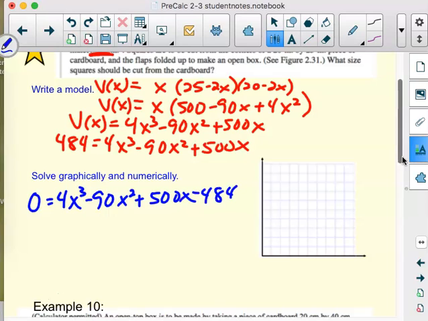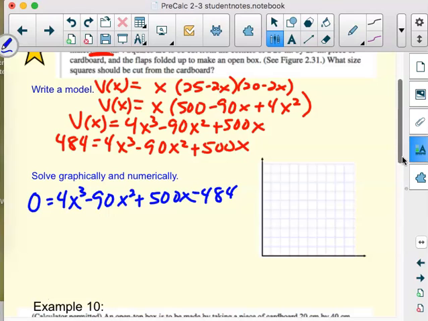And with this one, we have 4 terms. So our only hope of factoring this would be that we can use factoring by grouping. You look at 4x cubed minus 90x squared, and you think, well, I can pull an x squared out. I could pull a 2 out, but is that going to match what I would get if I were to try to factor 500 minus 484? And the answer is no. This is not going to be factorable by grouping. So that means we need to see this on the graphing calculator and then figure out where the answer is.